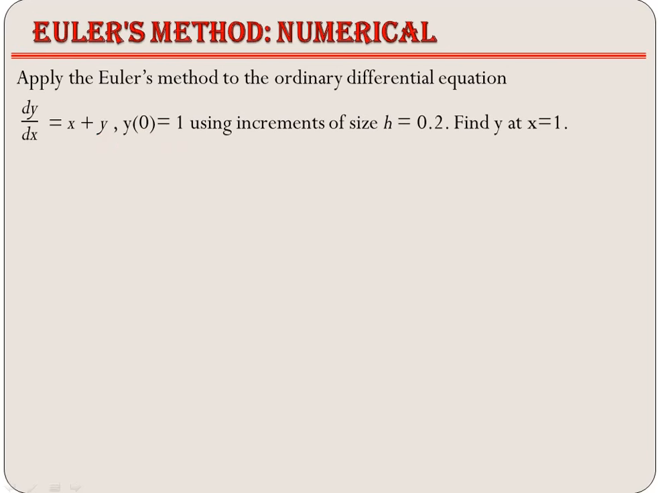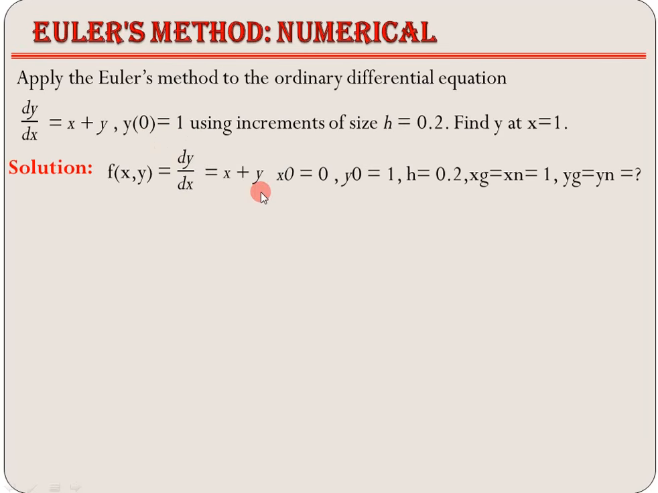Initially we have to write the given data. First we write the given function, that is f of x comma y is equal to dy by dx is equal to x plus y. Then we write the initial values of x and y. The initial value of x is denoted as x0, and this value is the initial value of y, which is denoted as y0.